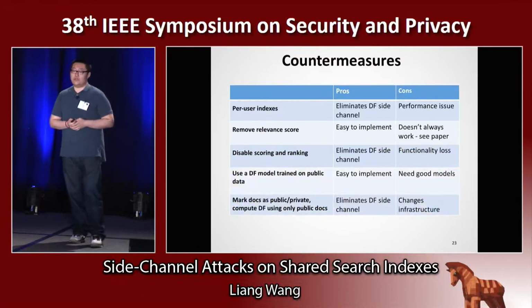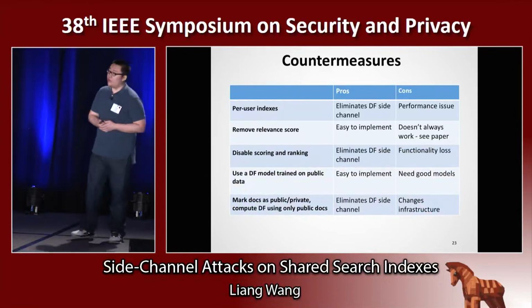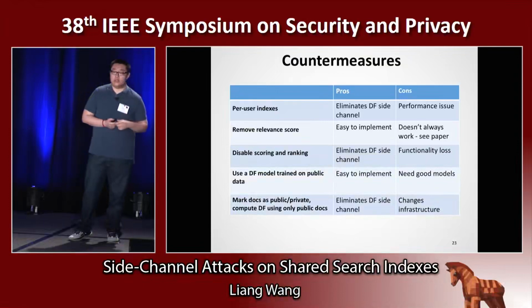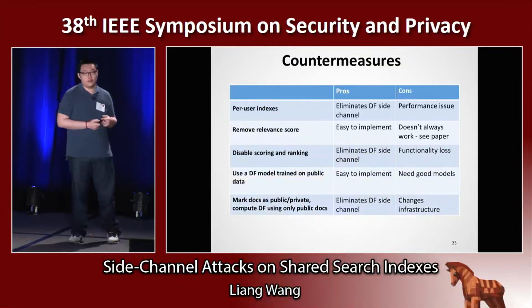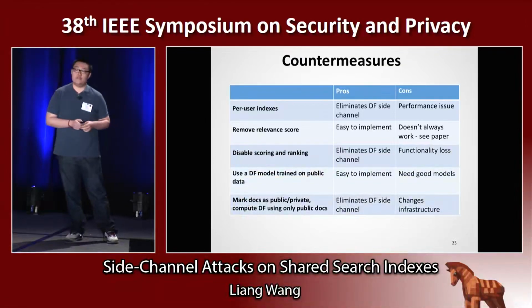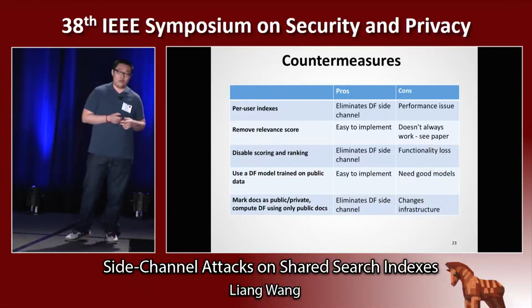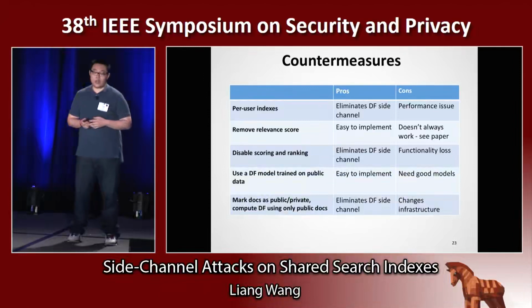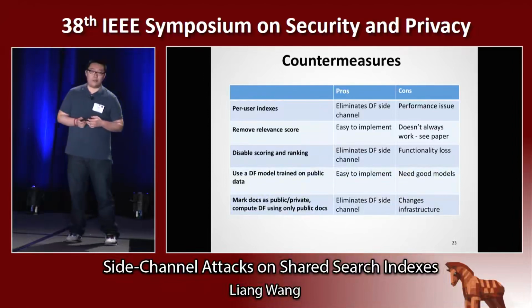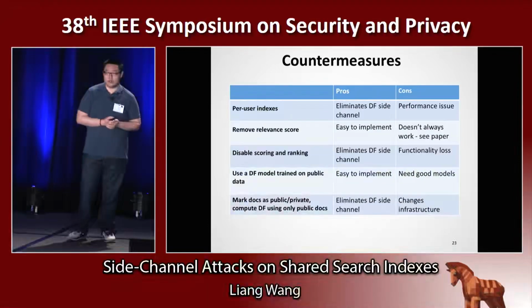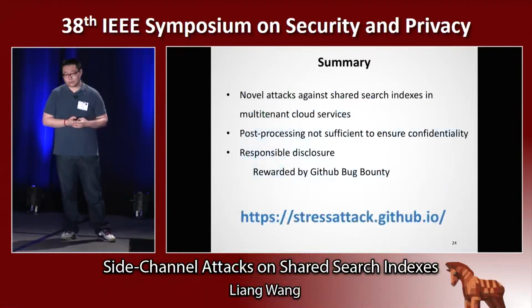So we also propose 2 countermeasures in our paper. The first one is to use a public data set to train a DF model and replace the real DF value with the DF value from the model. And we can also mark documents as public or private and compute DF using only public documents. So please see our paper for details of these countermeasures.